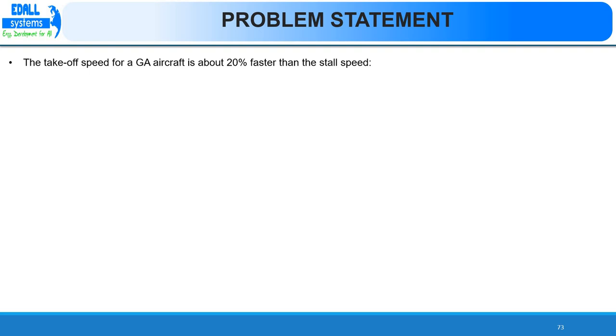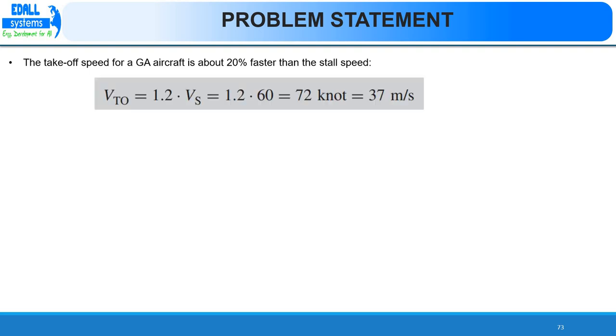Takeoff speed of GA aircraft is about 20% faster than the stall speed. Therefore, takeoff speed VTO equals 1.2 times the stall speed Vs. After substituting the value, we'll get the takeoff speed as 72 knots or 37 meter per second.